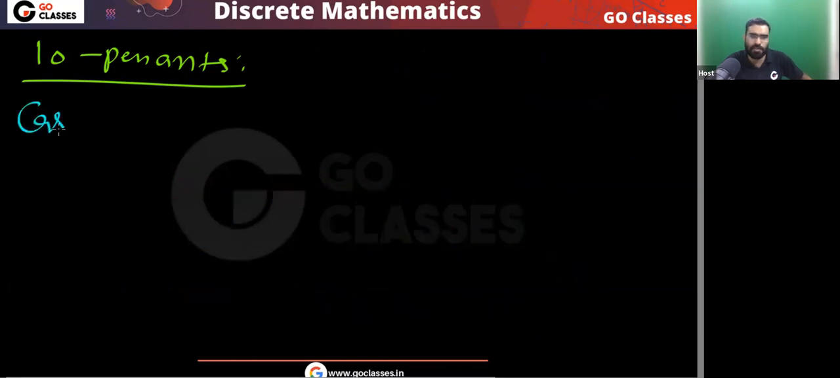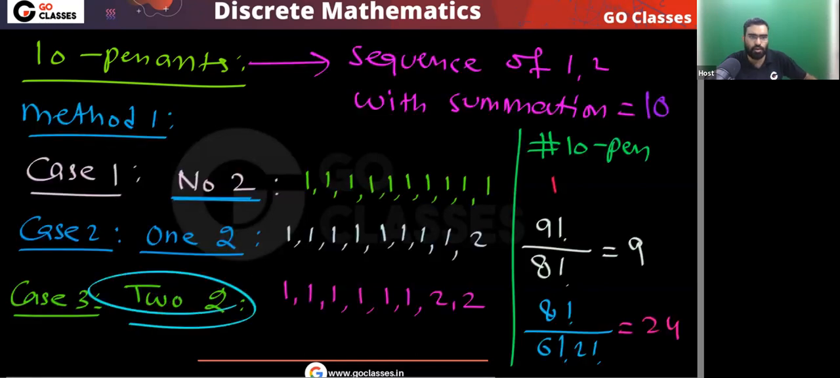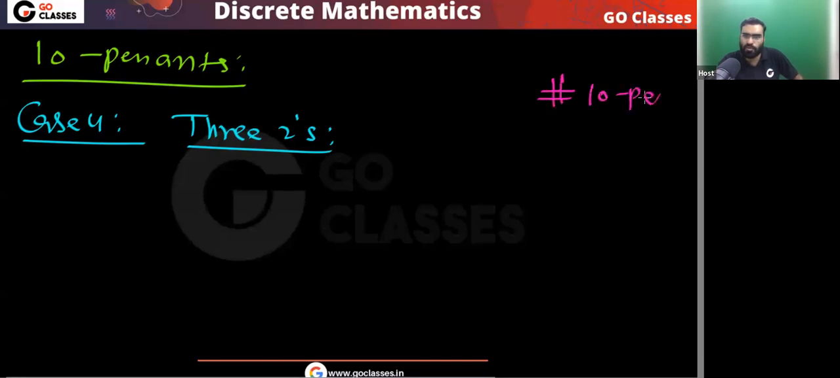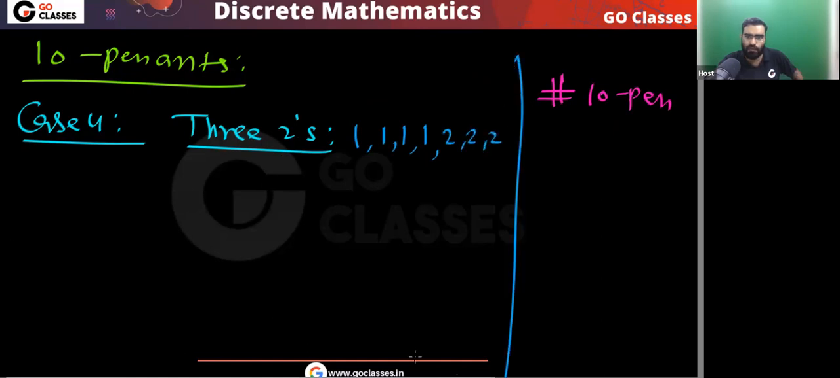Tell me, what is case number 4? In case number 4, you can use 3 twos, right? Total 3 twos. If you are using 3 twos, how many ones are you using? If you are using 3 twos, it simply means you are using 4 ones and 3 twos.